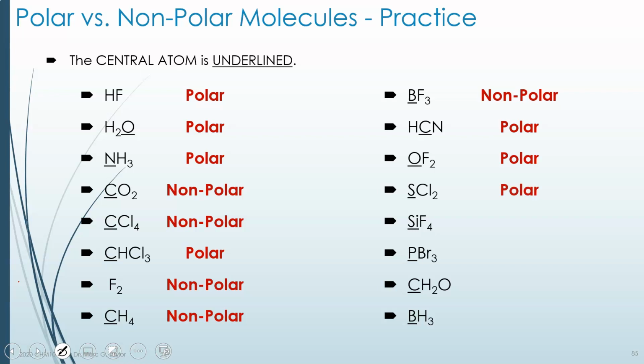Okay, here they are. Polar, because it's bent. Symmetrical around the silicon. 3 bromines, but there's a lone pair on the phosphorus. The polar bond of the carbon to the oxygen is quite strong, and the oxygen is different from the 2 hydrogens, so it's polar. And the last case, we have 3 weakly polar bonds, but they're all symmetrical, so it's completely canceled out anyway.